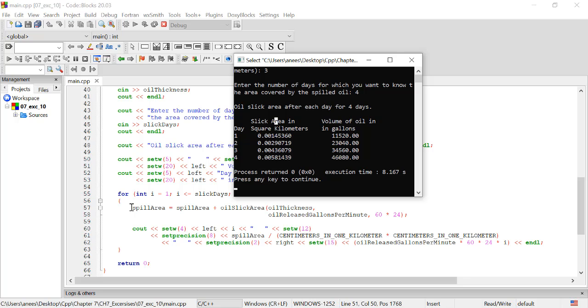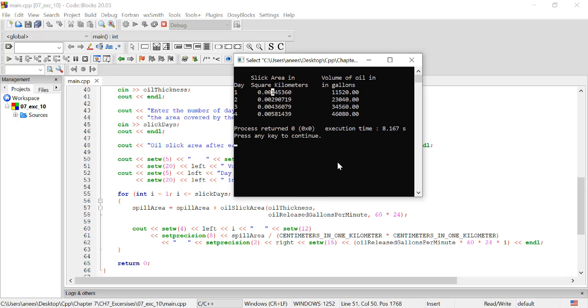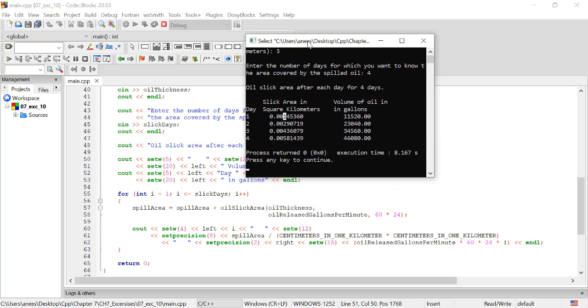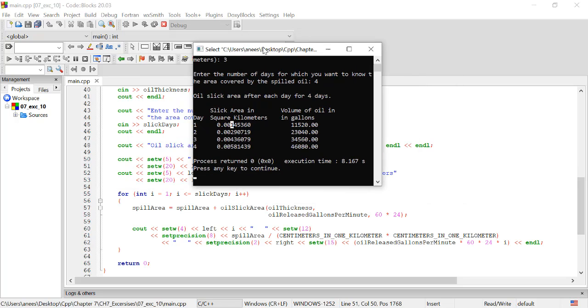Now the most complicated part of this program is the way that you want to input it in a way that is visually appealing and easily understandable, because you can't just put in the days, the slick area in kilometers, and the volume of oil, just separating them by commas and call it a day. No, you want it to look nice. You want it to look professional.